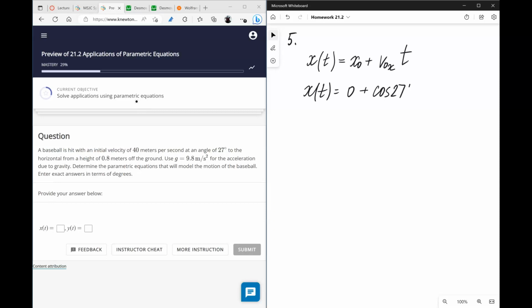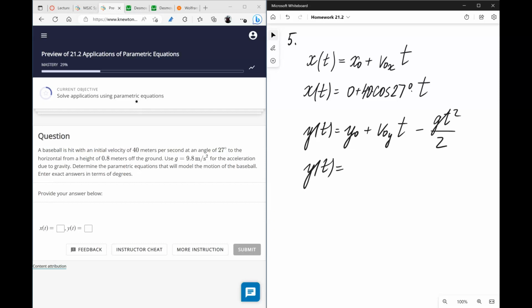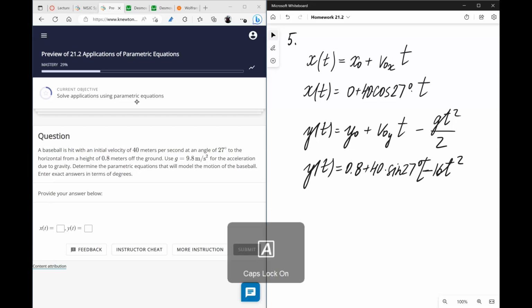cosine of 27 degrees times the 40, and all that times t, and y of t will be y0 plus v0y times t minus gt squared over 2. So y of t will be 0.8 plus 40 times sine of 27 degrees minus 16t squared, and I'm missing t right over here. So that's the answer.